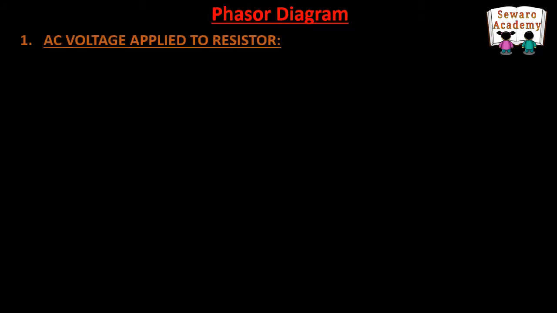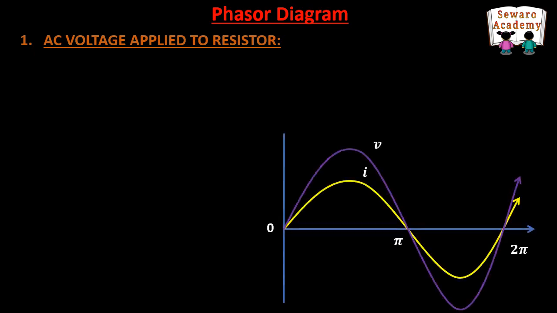As we have already analyzed the AC circuit containing resistors only, first let us draw the phasor diagram. From the previous discussion, we have already obtained the graph showing the relationship between the AC current and the AC voltage. The graph is this, where the yellow curve represents the AC current and the purple curve represents the AC voltage. From this graph, it is clear that both the current and the voltage reach the maximum, 0, and minimum at the same time.